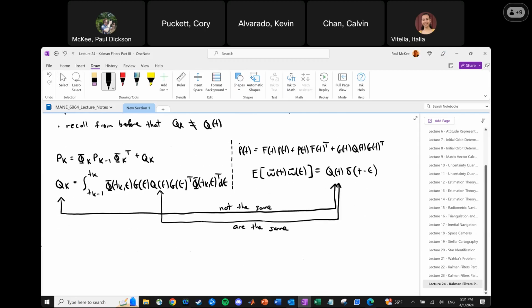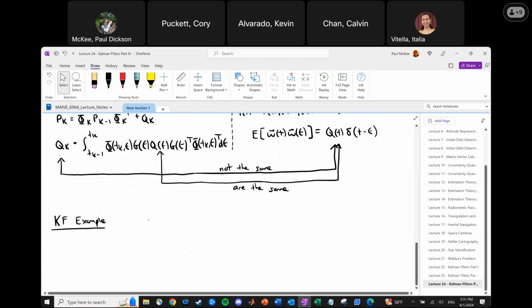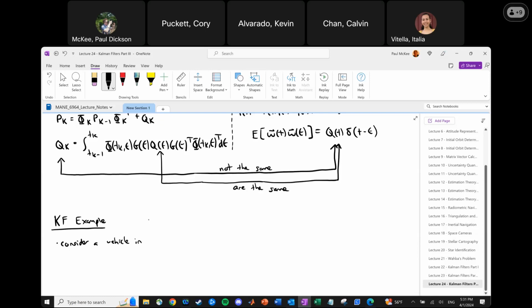So we'll do a quick Kalman filter example. What does any of this actually look like in a real problem? Here's a Kalman filter example. Consider a vehicle in space subject to random white noise acceleration. You could think of this as like a random walk.